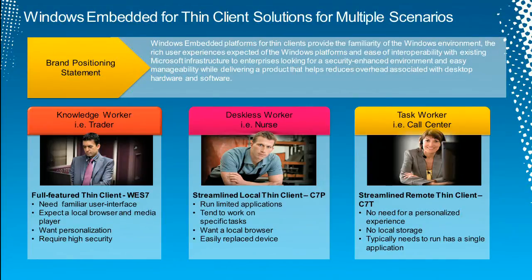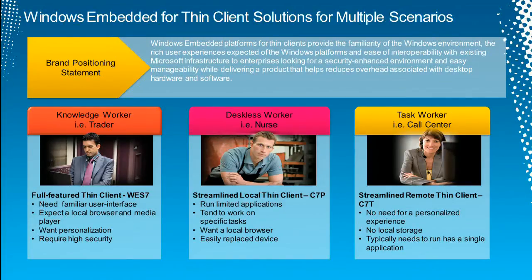So when we think of this user, it's someone like a nurse on a nursing station. Sometimes these will be people who are working on a manufacturing floor, for example. So there's a lot of moving parts. You don't want to have a really expensive, nice device on the floor. For that, we recommend Windows Embedded Compact 7P, which is the product that we have that is low footprint but still has a local browser.